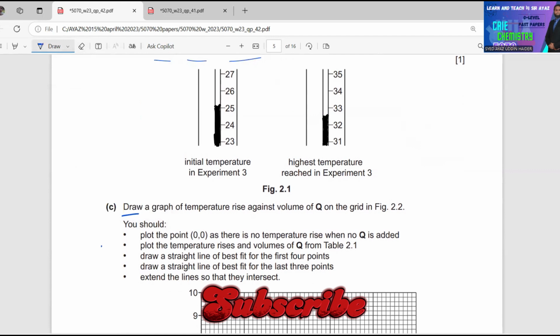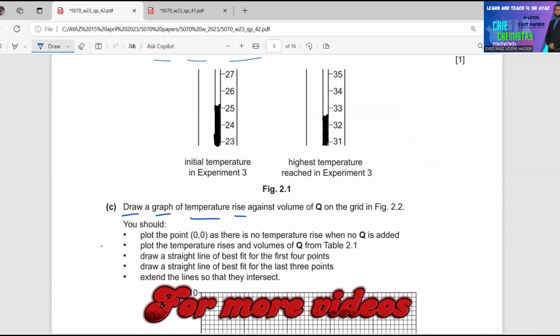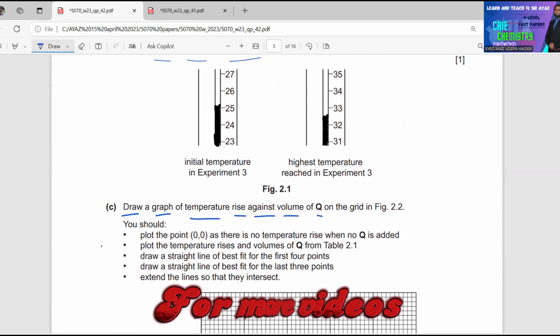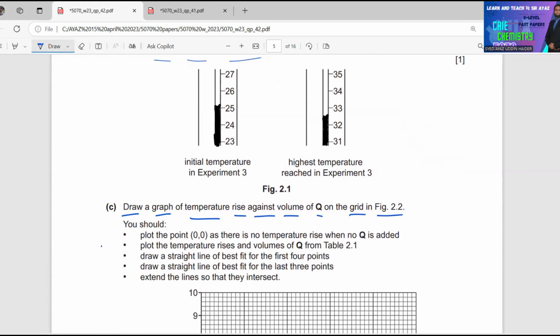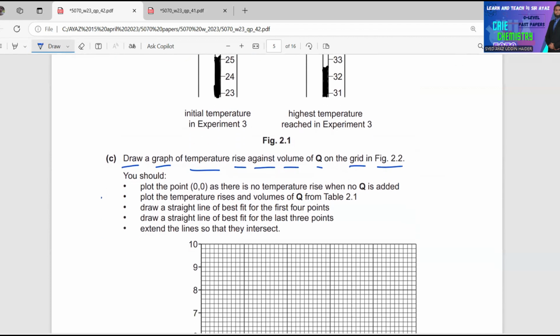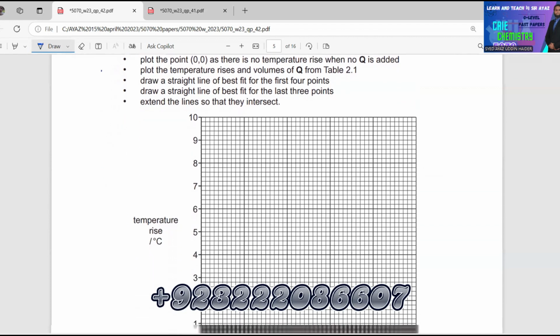Now, part C, draw a graph of temperature rise against volume of Q on the grid in figure 2.2. You should plot the point 0, 0 as there is no temperature rise when no Q is added. Plot the temperature rises and volumes of Q from table 2.1. Draw a straight line of best fit for the first 4 points. Draw a straight line of best fit for the last 3 points. Extend the lines so that they intersect. So we have temperature rise against volume of Q.